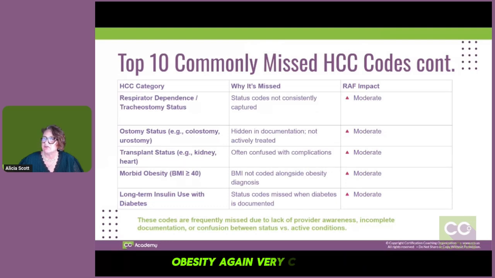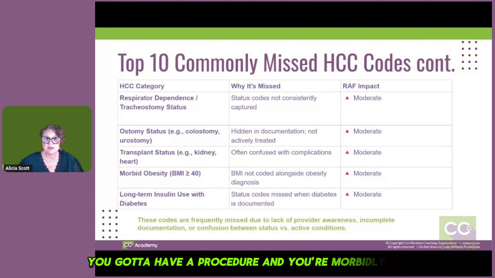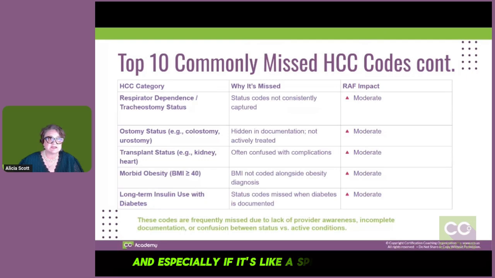Obesity, again, very common, often left off, but it complicates everything. You have to have a procedure and you're morbidly obese. And especially if it's a spine surgery or any orthopedic thing, they have to flip you around on the table. That makes you more of a complex patient, and it usually exacerbates other conditions.